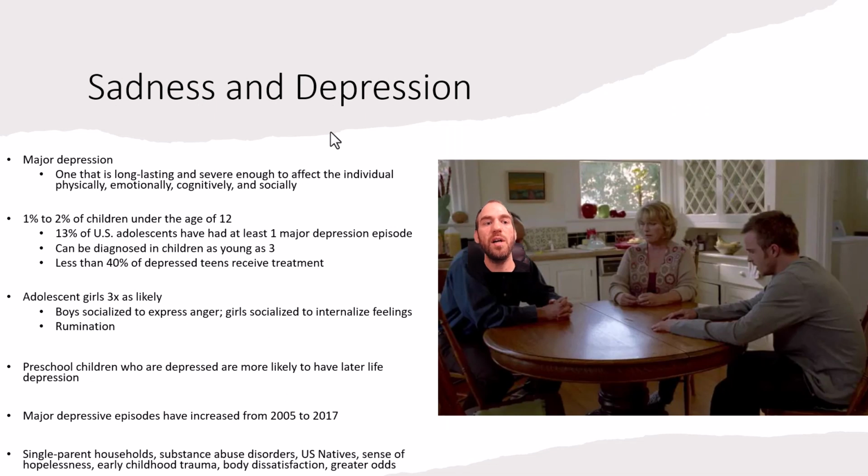Sadness and depression, beginning with major depression, one that is long-lasting and severe enough to affect the individual physically, emotionally, cognitively, and socially. 1 to 2% of children under the age of 12, and 13% of U.S. adolescents have had at least one major depression episode, and it can be diagnosed in children as young as 3. Less than 40% of depressed teens receive treatment in the U.S. Adolescent girls are 3 times as likely to develop depression. However, boys are socialized to express anger, and girls are socialized to internalize feelings, which I discussed a few slides ago. We also have this rumination situation. Preschool children who are depressed are more likely to have later life depression.